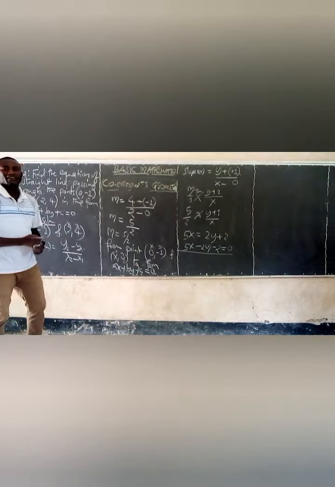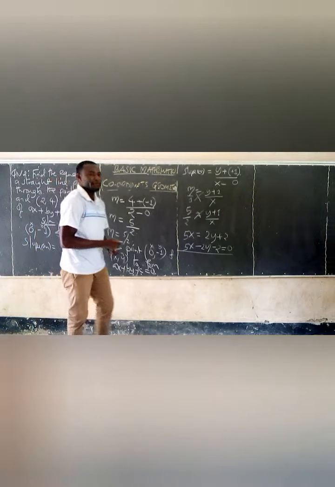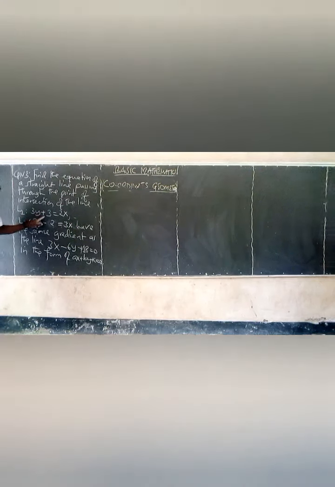Let us see another example. Okay, let us see the example of question number 3. Question number 3 says, find the equation of the straight line passing through the point of intersection of the lines. We have L1, which is line 1: 3y plus 3 is equal to 2x. Then line 2: 2y minus 2 is equal to 3x.